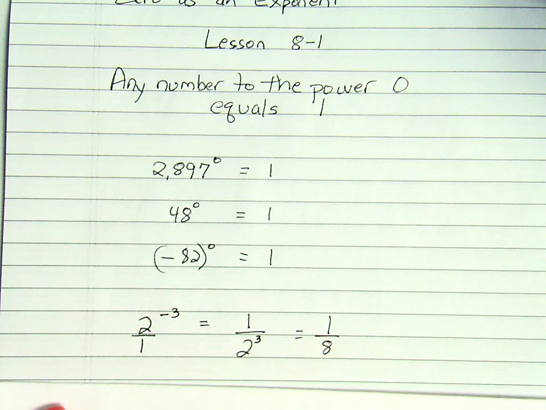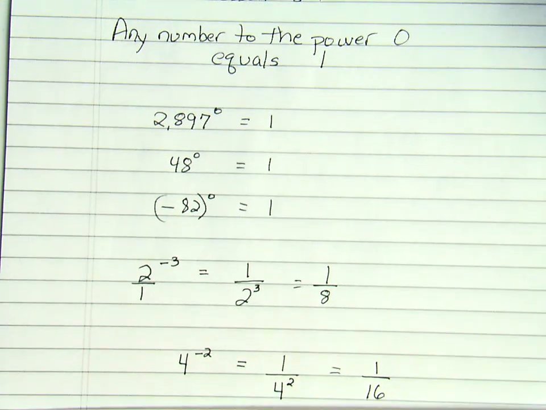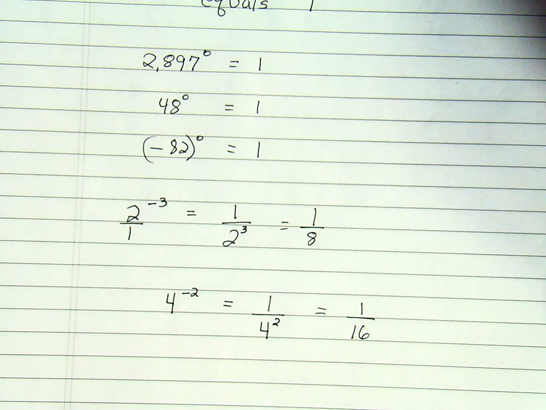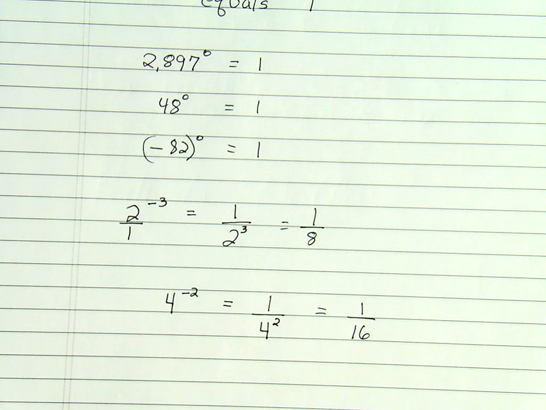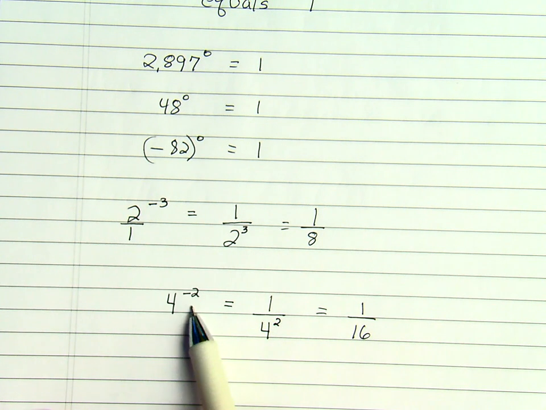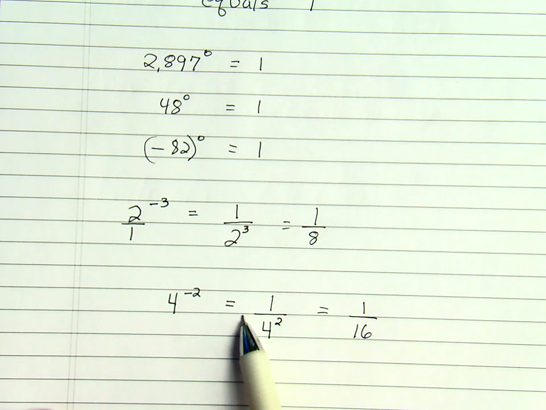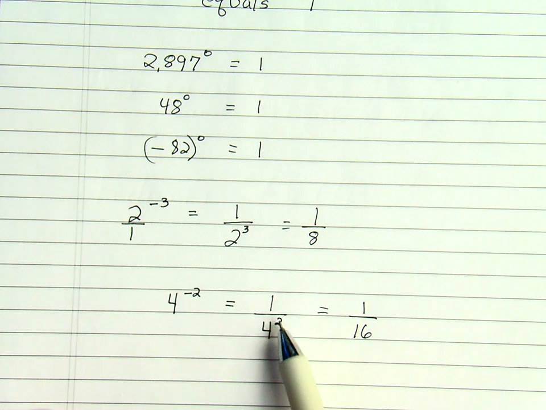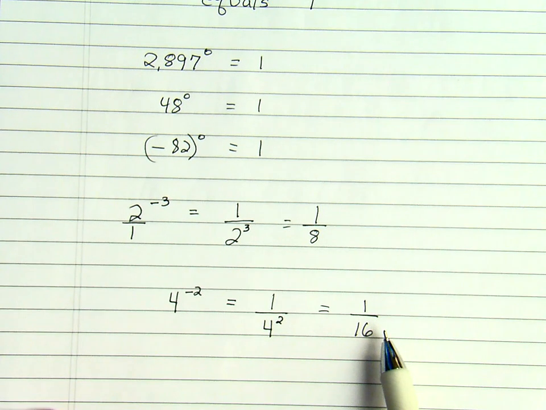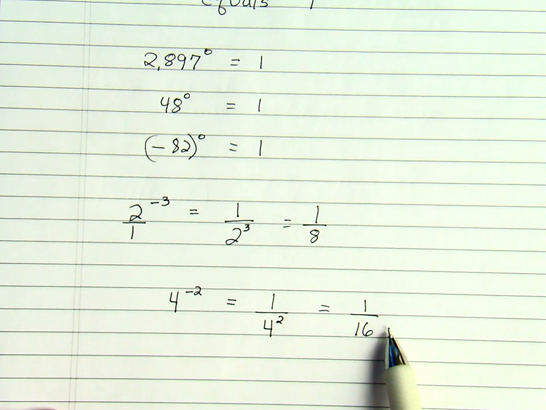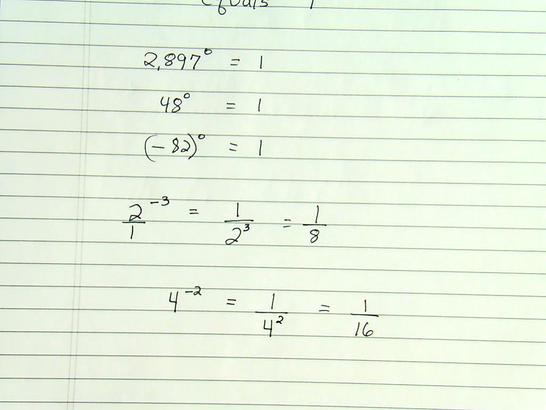Let's look at another one. We'll move this up again a little bit, and we'll see 4 to the negative 2. We've done the same thing here. We've brought it down to the denominator so that we have 1 over 4 squared, which is equal to 1/16. So basically the same thing is going to happen with all of these.